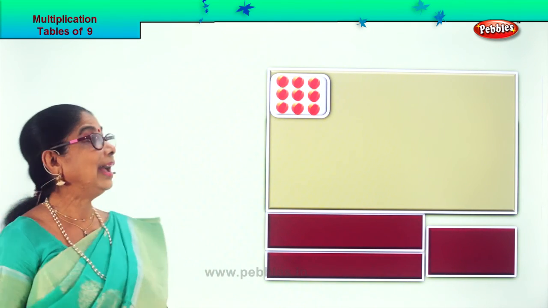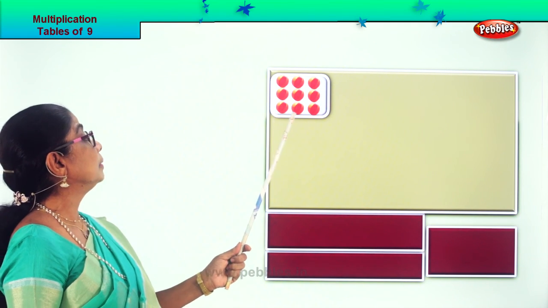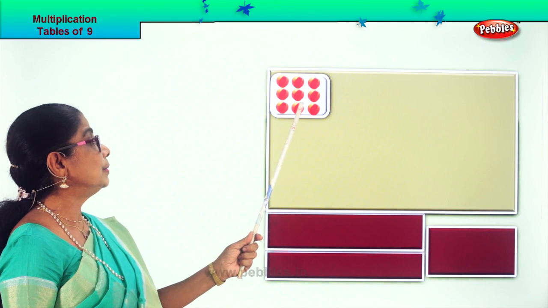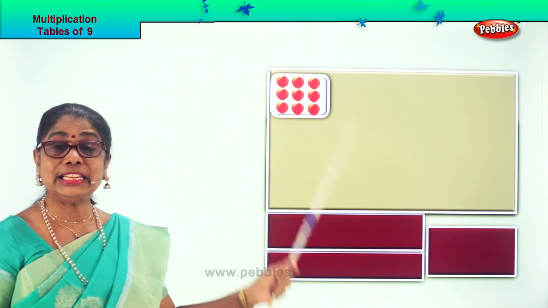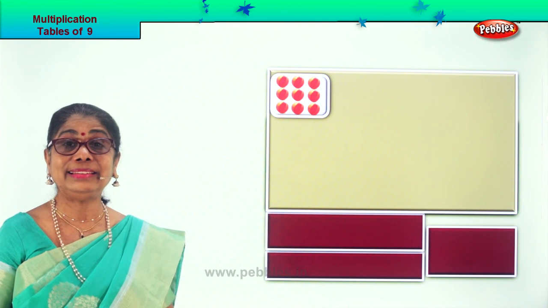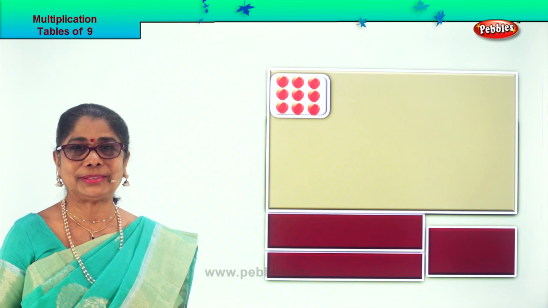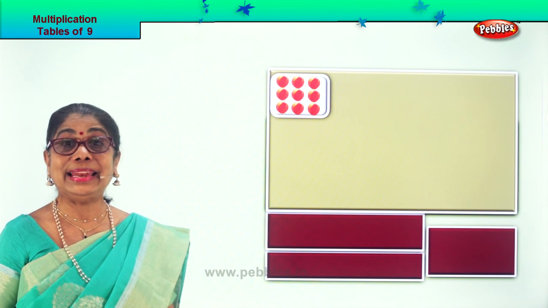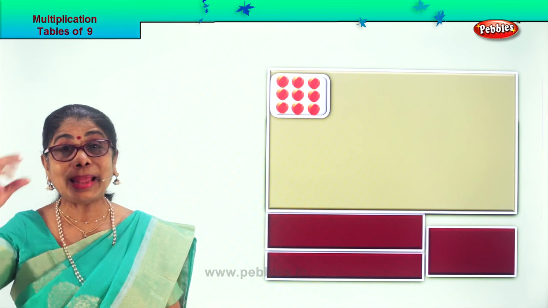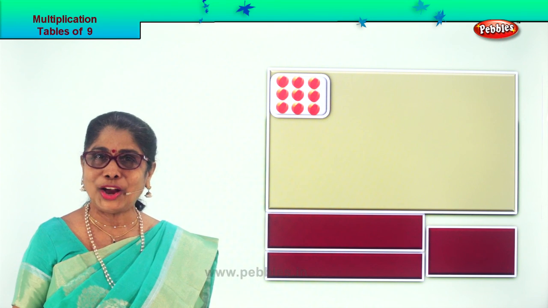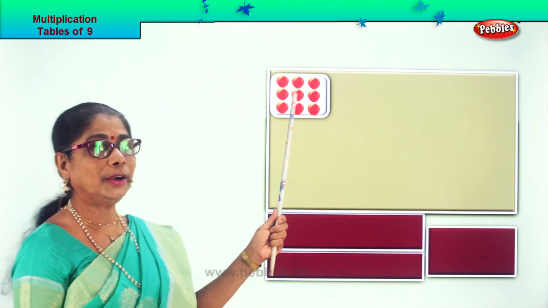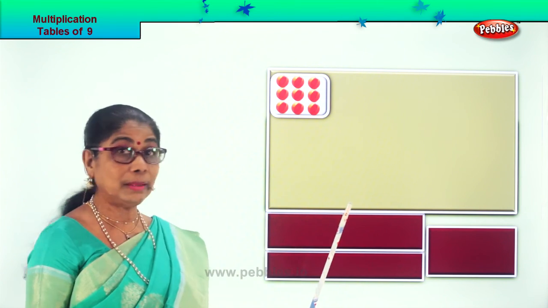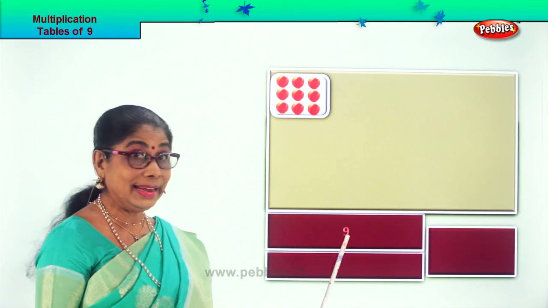Look at this, a box of balls, 1, 2, 3, 4, 5, 6, 7, 8, 9. In this box, there are 9 colorful balls. How many? 9. What are we doing? Multiplication, building of multiplication table. Now, this is 9. 9 times table we are doing, so we write 9 here.